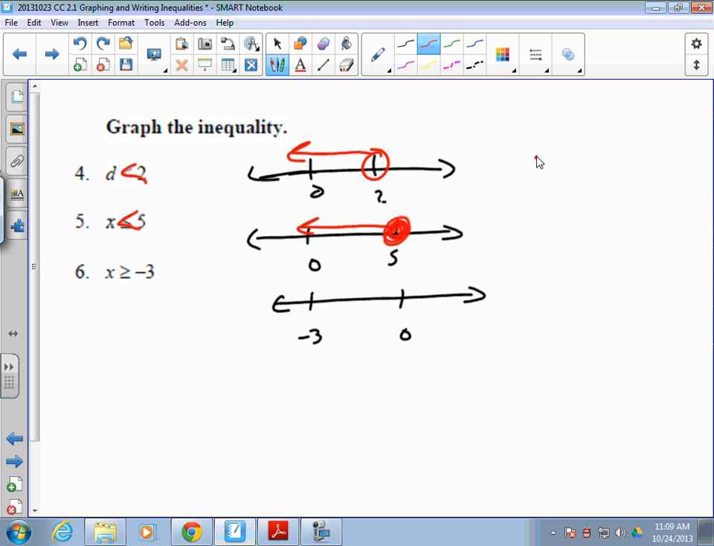Number 6 says X is greater than or equal to negative 3. Greater than or equal to, again, color the bubble in, and the arrow points that way, greater than or equal to, everything going that direction.